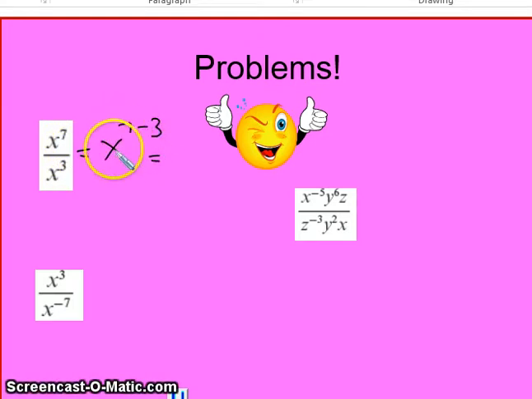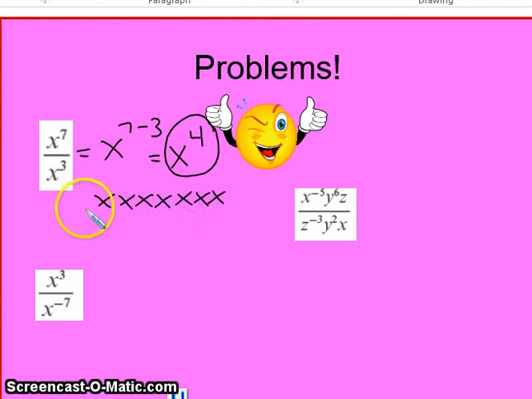Now that means that we have x to the 7 minus 3rd, which is 4. So this simplified is x to the 4th power. Now this makes sense, because if we had x to the 7th power, that means we have x 7 times, right? 1, 2, 3, 4, 5, 6, 7. And we're dividing it by 3 x's.